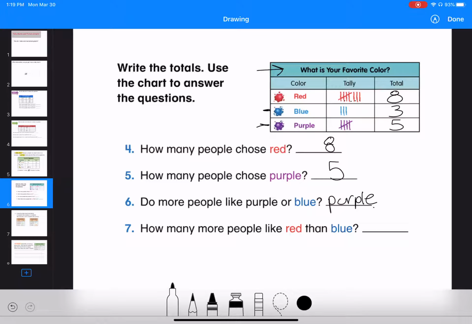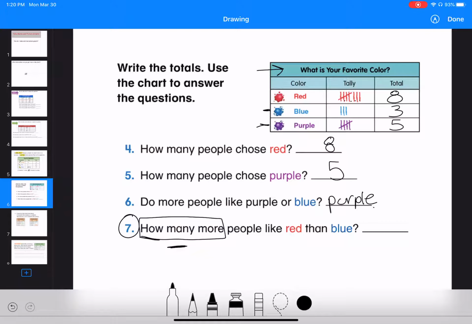Now, who can tell me what my code word or words in number 7 are? What are my code words? How many more people like red than blue? How many more? Now, who remembers what operation we use for how many more? Is it addition or subtraction? This one's kind of confusing. It's actually subtraction. I know some of you think it's addition, but it's actually subtraction. You're trying to figure out the difference.